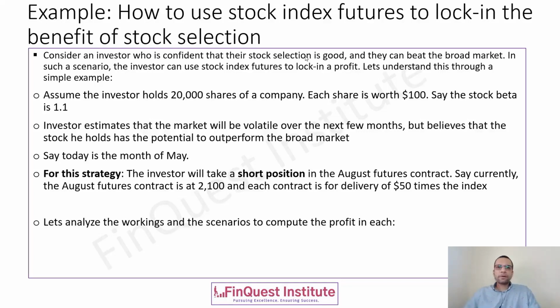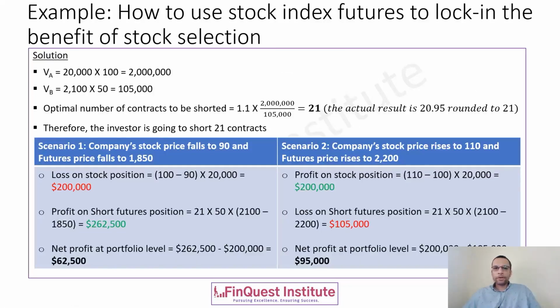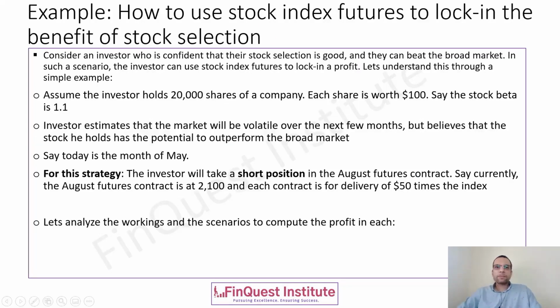Now let's take another example for how exactly an investor can use index futures in order to lock in a certain profit. It may so happen that a certain investor may be very confident about their stock selection, and that way they may want to take a certain position in a futures contract which will help them lock in a certain profit going ahead. So let's understand this through a simple example.